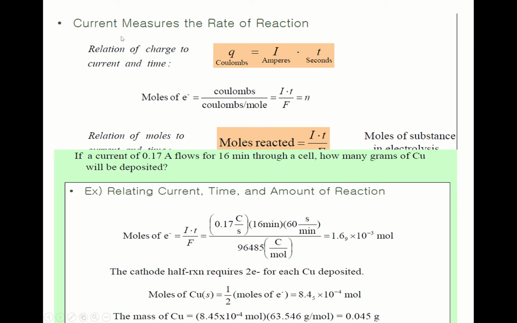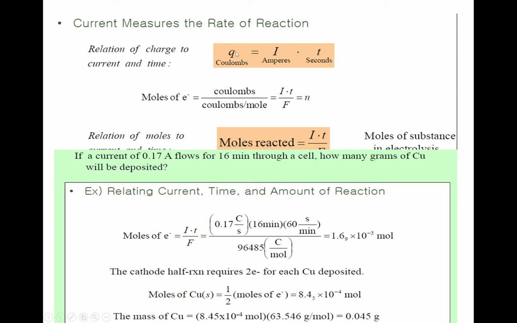Current measures the rate of reaction. This is very important. The rate of the electrochemical reaction is simply the current. When you measure current, that is the electrochemical reaction rate. So it is very easy in electrochemistry to measure the reaction rate. And this relation is really important.